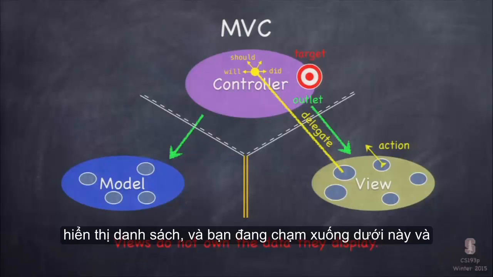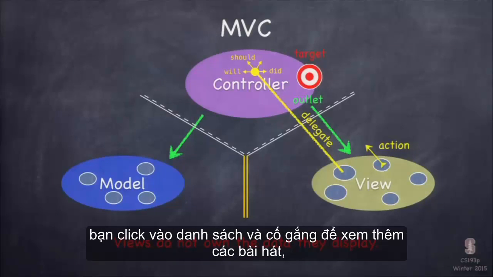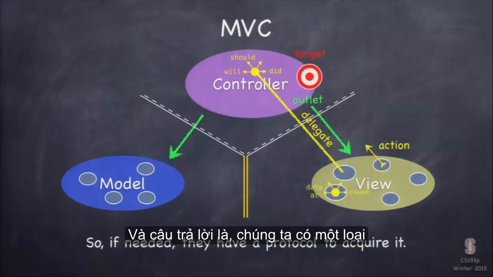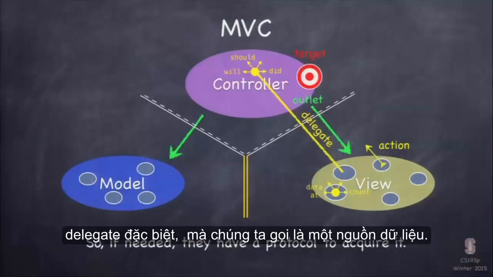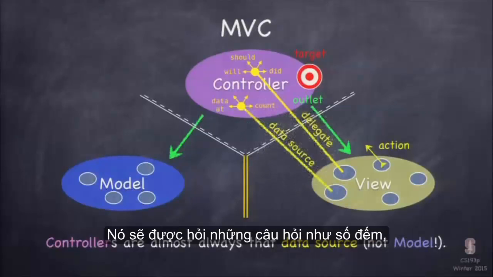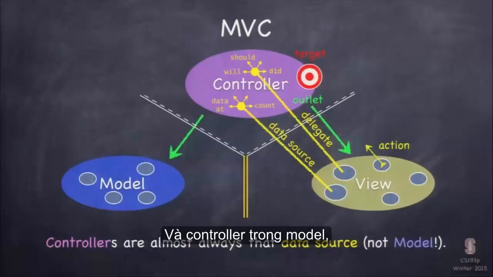And the view is displaying some sort of list, and you're touching down and you're flicking on the list and trying to see more songs. How does that communication happen? The answer is, we have another special kind of delegate, which we call a data source. Now, the data source doesn't do the will, did, should. It's going to be asking questions like count, like how many songs are there? And the controller looks in the model: 10,000. Responds to the view, there's 10,000.